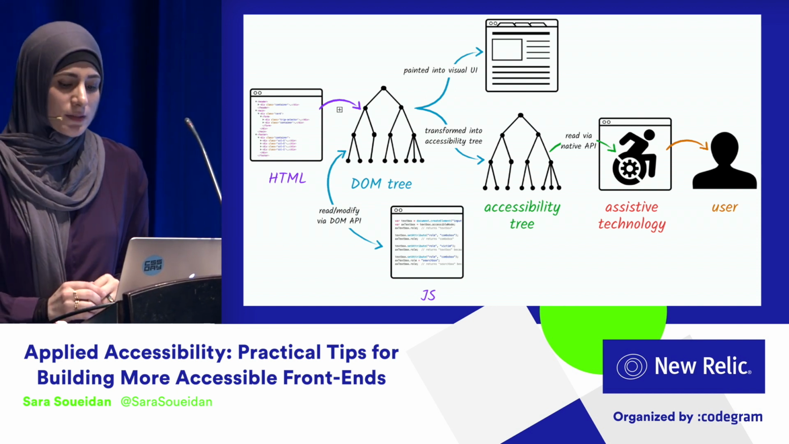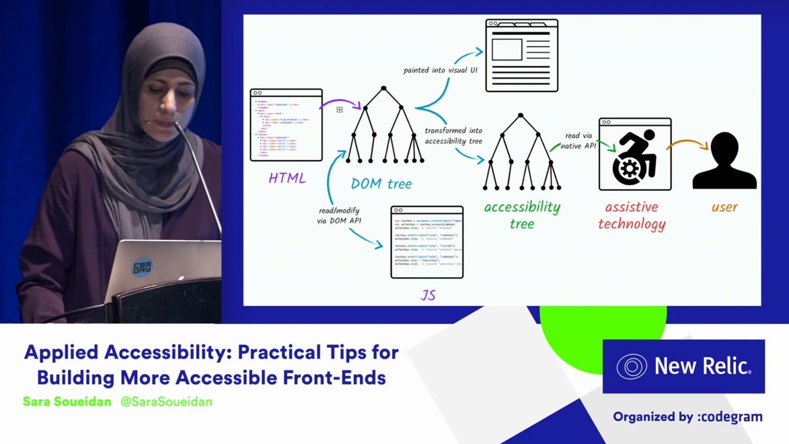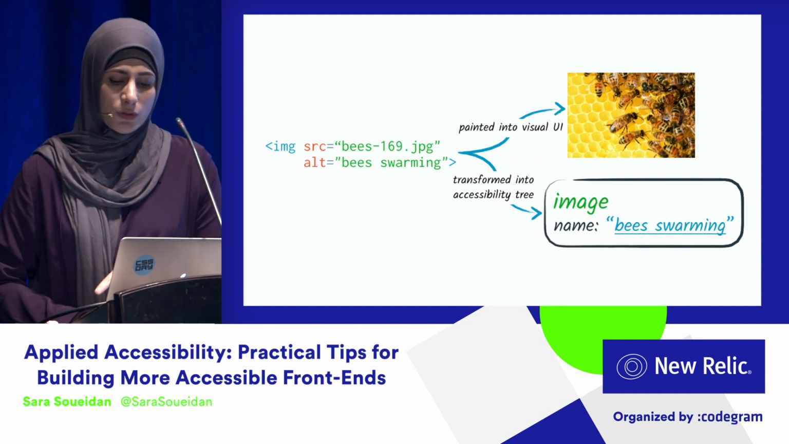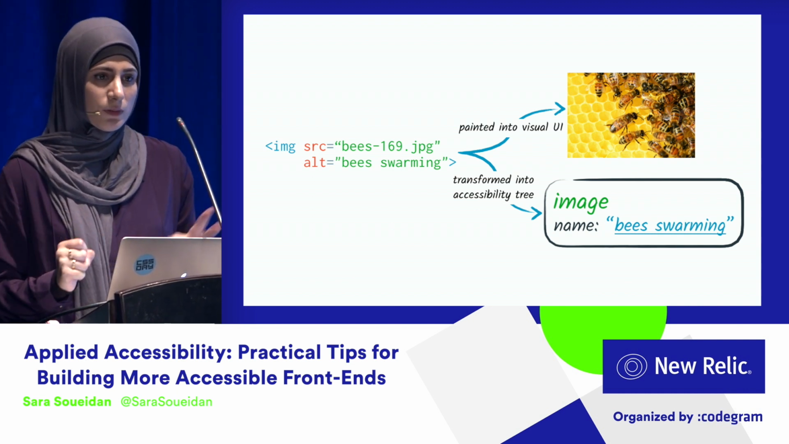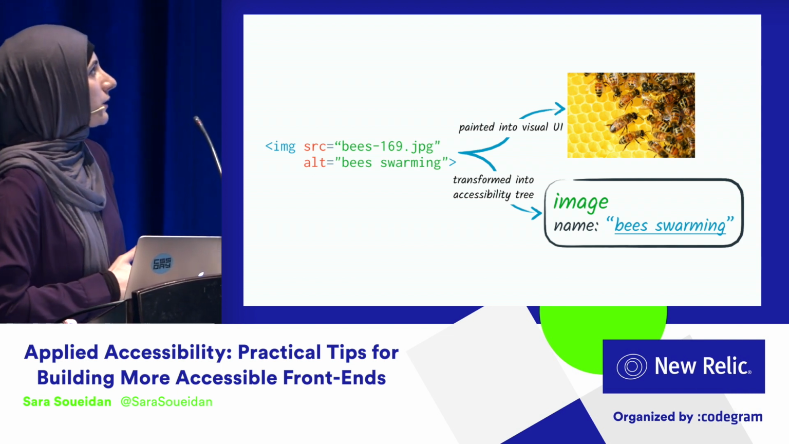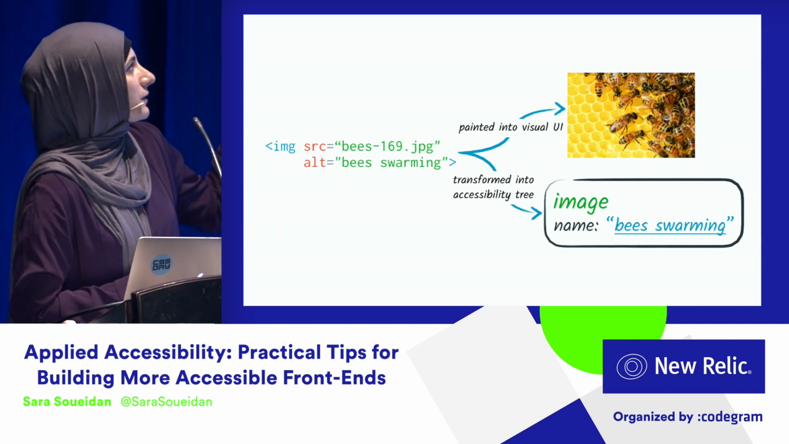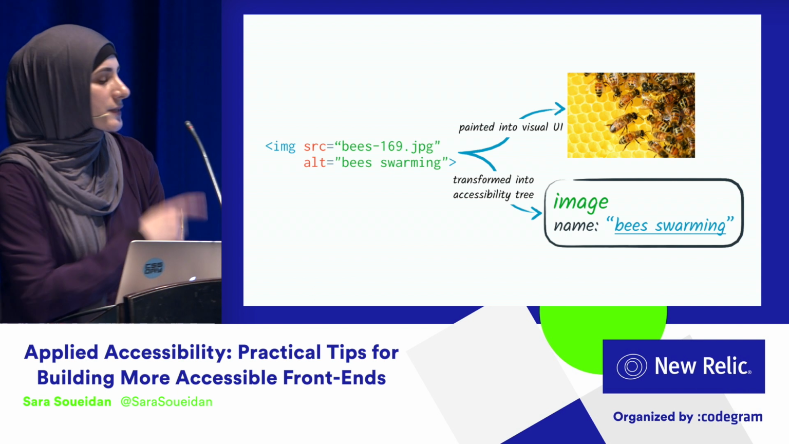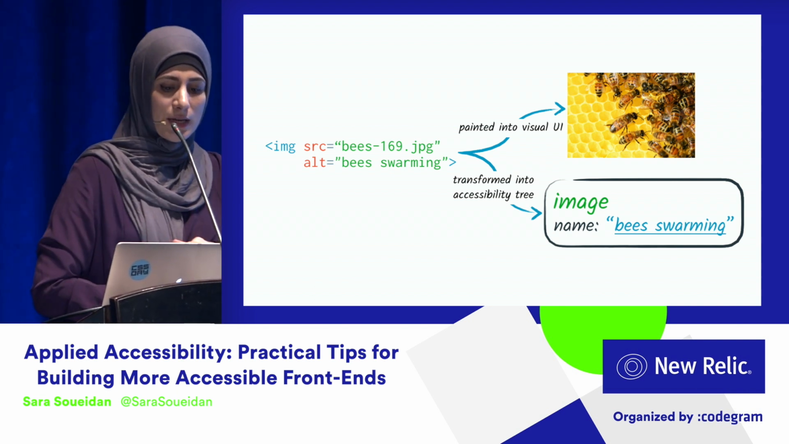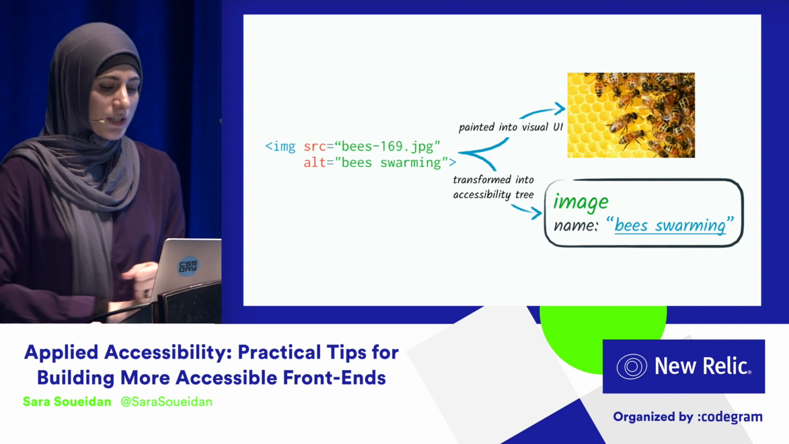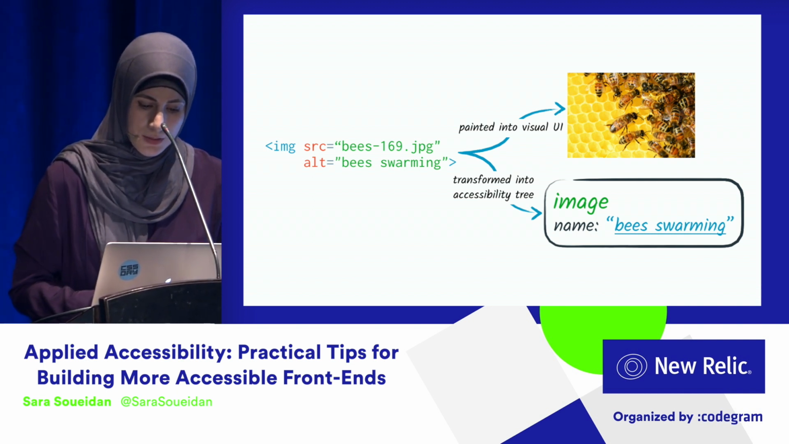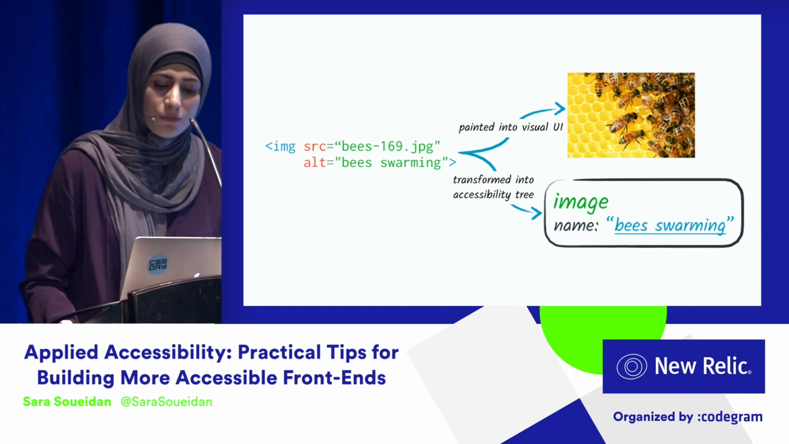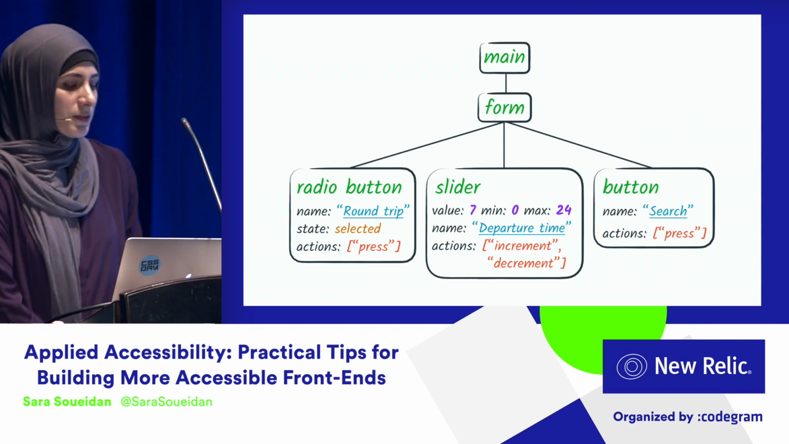Native HTML elements are implicitly mapped to accessibility APIs. For example, an image element will automatically be mapped to an accessibility node or object with a role of image and a label or a name based on the alt attribute. So I have an image that links to some source, and it has an alt text that describes that image. And the object in the accessibility tree looks something like that. It has a role of an image and a name inferred from the alt attribute. Similarly, other semantic native elements are exposed, all together forming an accessibility tree that looks something like this.